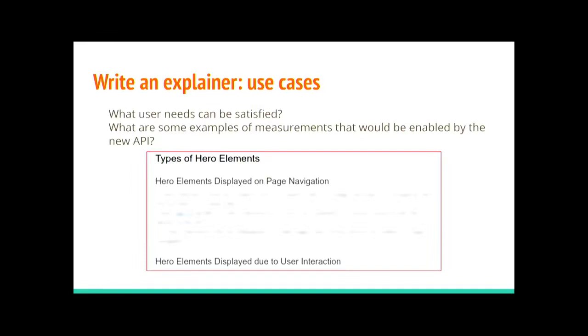So for example, you can click on something that causes a new giant image to appear on your web page. Of course, in this case, it doesn't make sense to compute the delta with respect to page navigation because it depends on when the user interaction occurred.